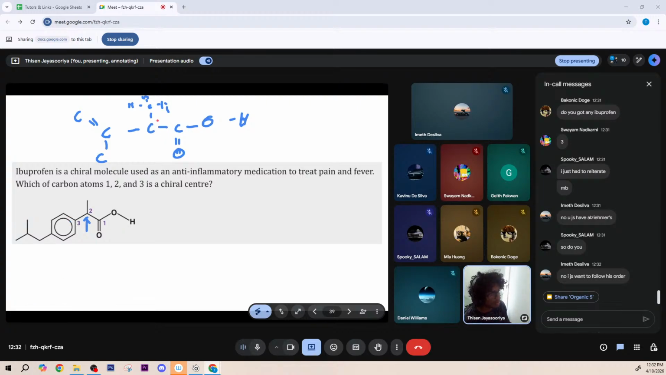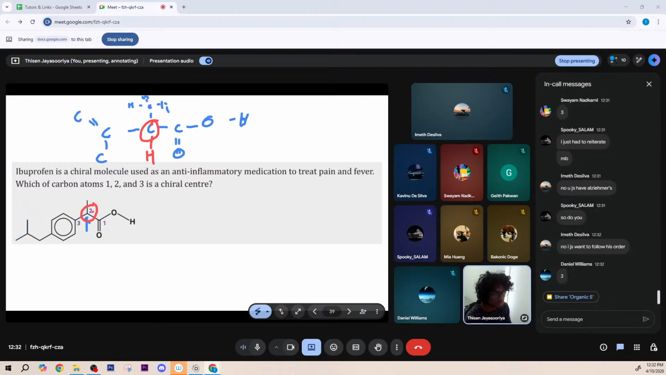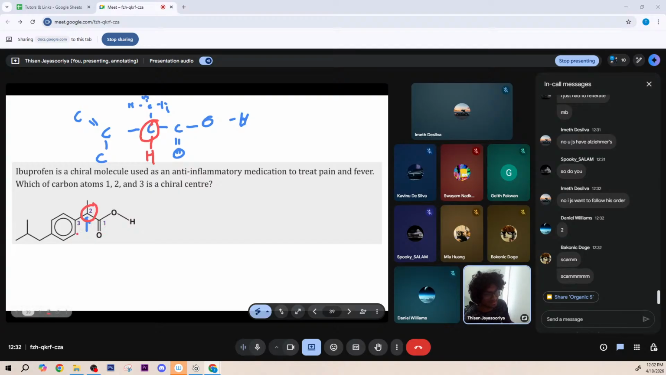So here, number 2, because it will have an extra hydrogen that we're not showing off here, number 2 is a chiral center. This one is a chiral carbon. Okay, nice one, Daniel. And then 3 over here, right? 3 is the same problem as 1. This is what 3 could look like. It's only surrounded by 3 atoms. It's not a chiral center.